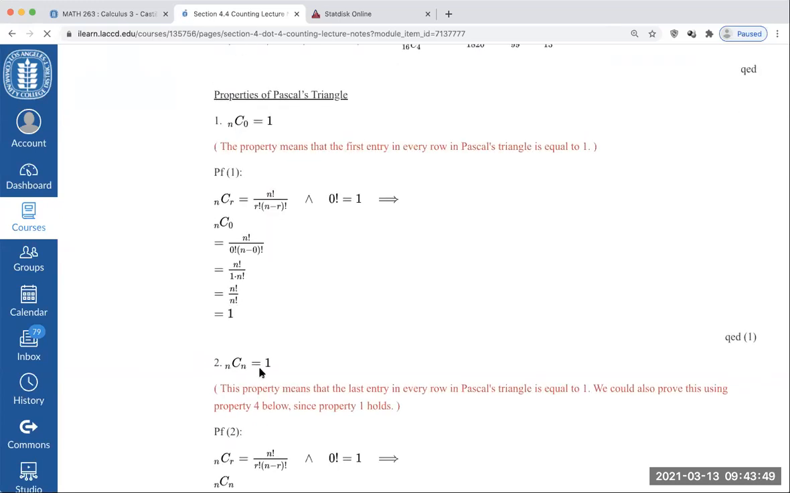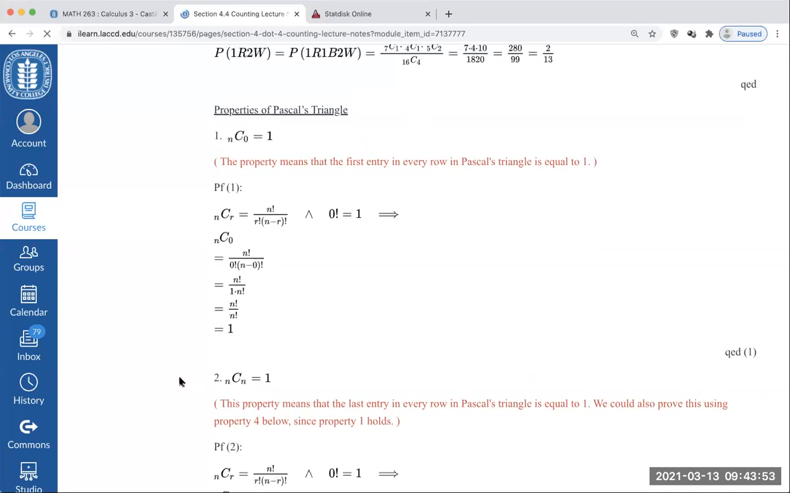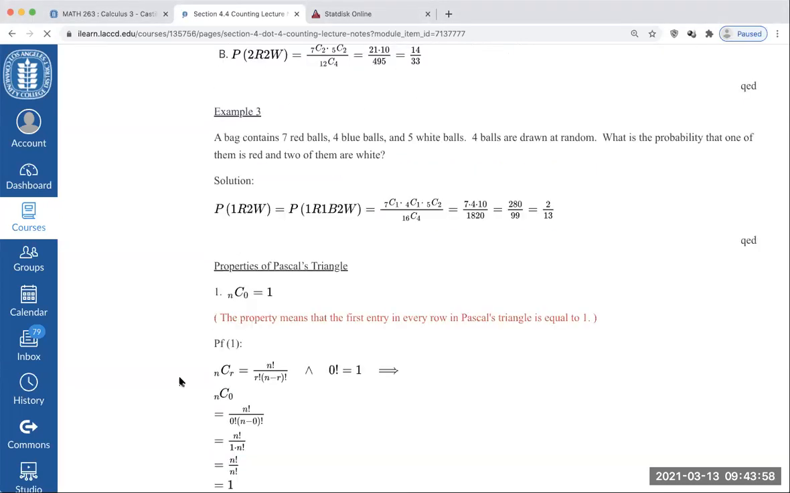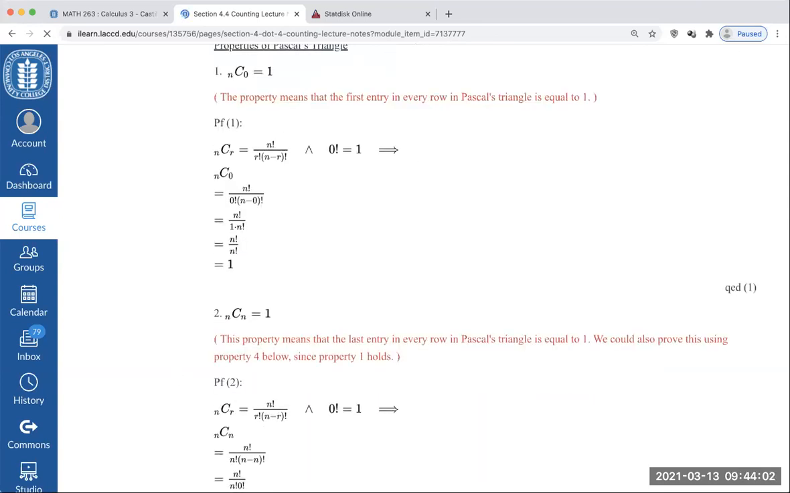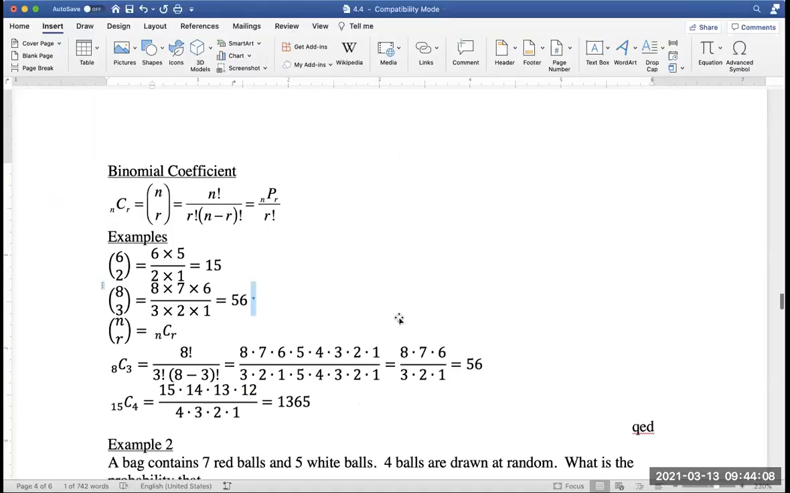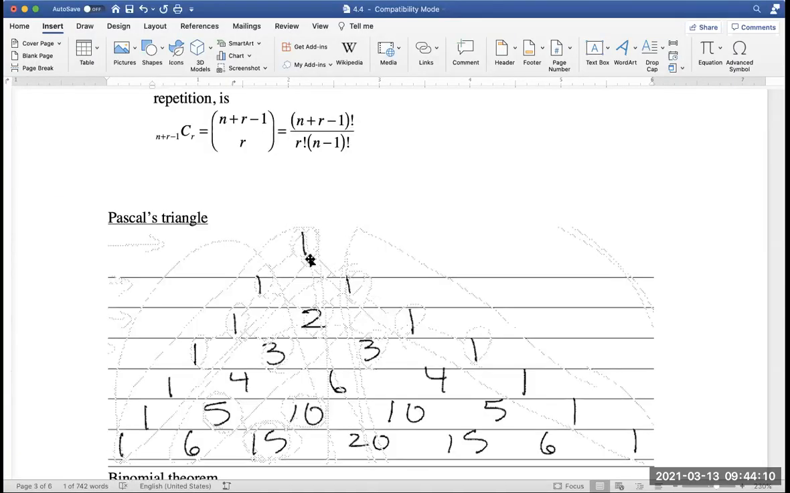Next, NCN is equal to 1. Let me move to the other one. I'll probably have that one always to Pascal's triangle. Okay, so NCN equaling 1 means that the leftmost end of Pascal's triangle is always equal to 1.